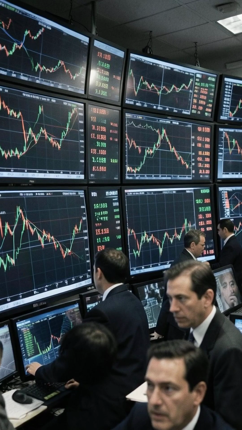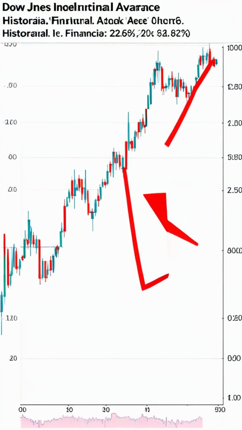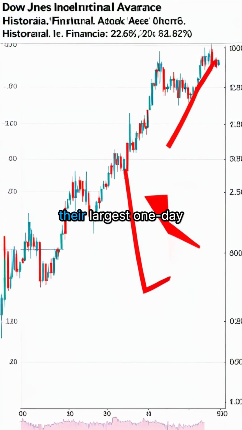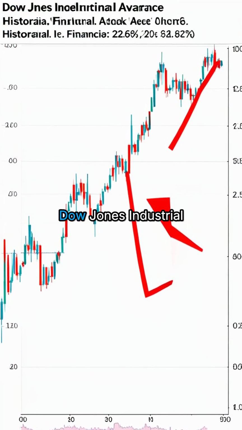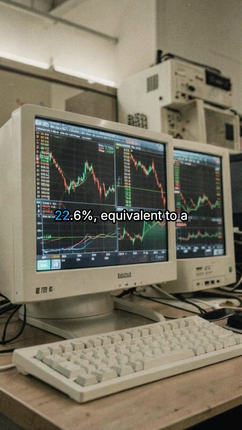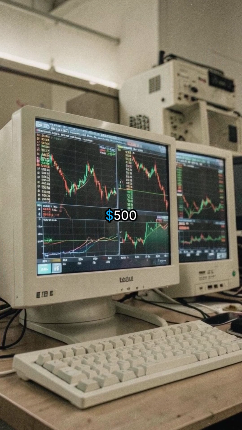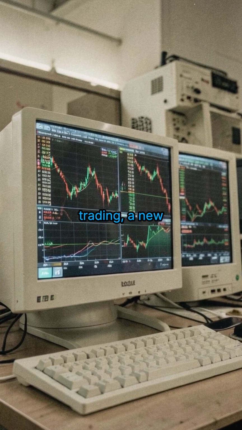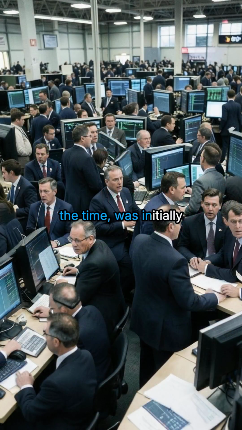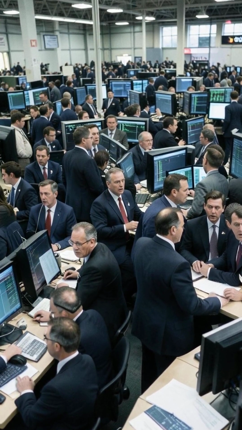Program trading, a new technology at the time, was initially blamed for the crash due to its rapid sale of stocks. However, human psychology and market sentiment were later identified as the primary causes of the crash. The crash led to increased regulation and the implementation of circuit breakers to prevent similar events. Black Monday 1987 served as a wake-up call for investors, highlighting the importance of diversification and risk management.